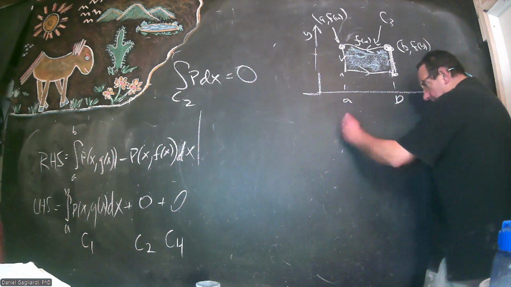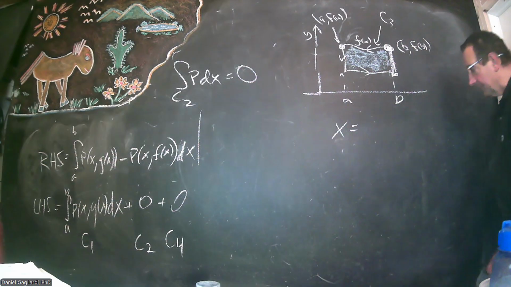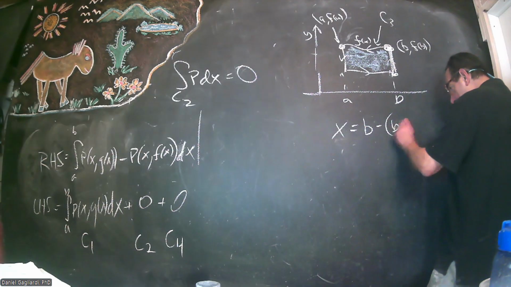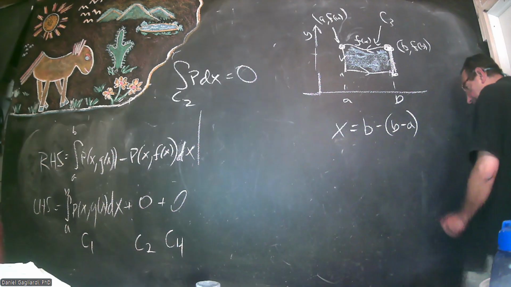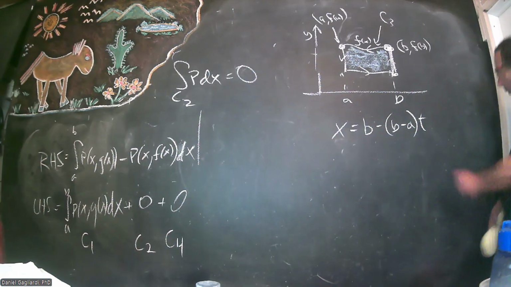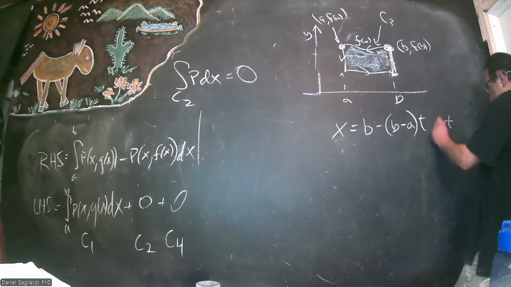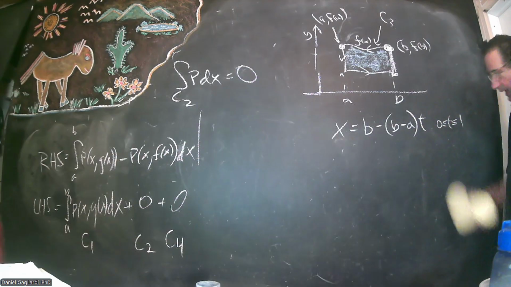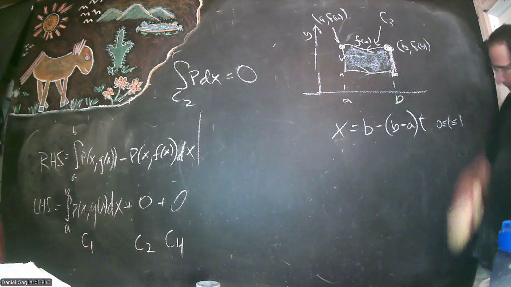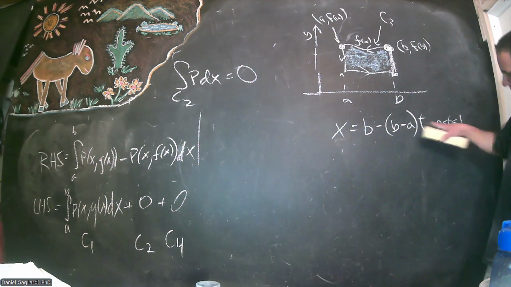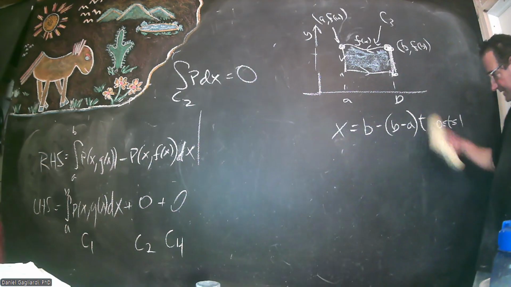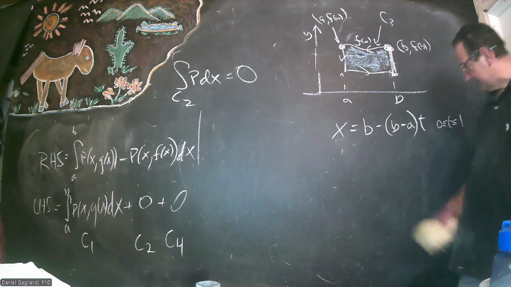Here's what I'm going to do. I'm going to let x be equal to the following: b minus a t, where t goes from 0 to 1. How do you like that? Now, if t is equal to 0, note that we get x is equal to b. But if t is equal to 1, we have b minus b, no more b, minus a, and we have x is equal to a.